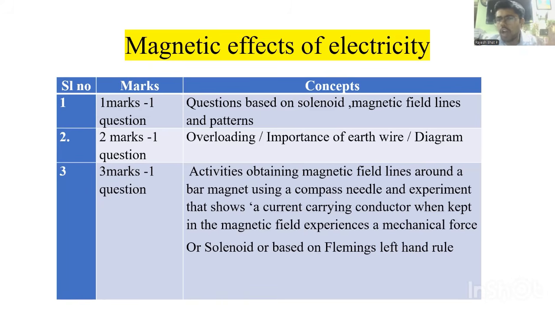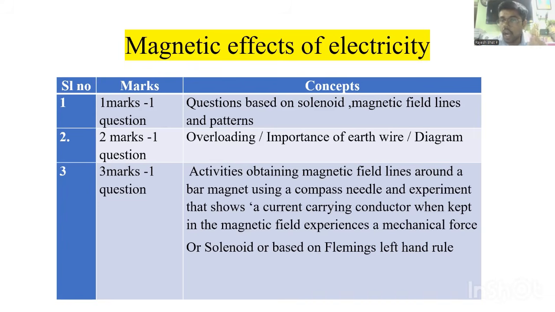1 mark, a very simple question they will ask. It will be based on solenoid, magnetic field lines, patterns. 2 marks, again very simple. They always ask about overloading, precautions, measures, earth wire or a diagram. What is that diagram? I told you already. Only one diagram from this chapter which they will ask to draw. That is draw the field lines around a straight current carrying conductor. Only one diagram they will ask.